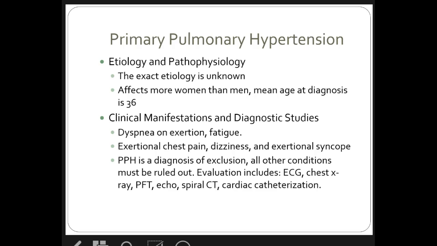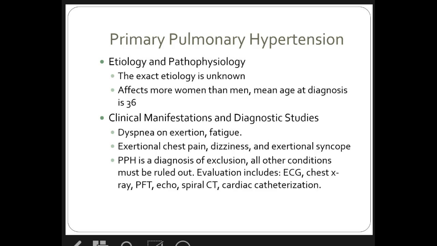It's a severe and progressive disease. It's characterized by the mean pulmonary arterial pressure being greater than 25 millimeters of mercury at rest. The normal pressures for the pulmonary artery are 12 to 16. If with exercise it's greater than 30, then it's considered they have primary pulmonary hypertension.